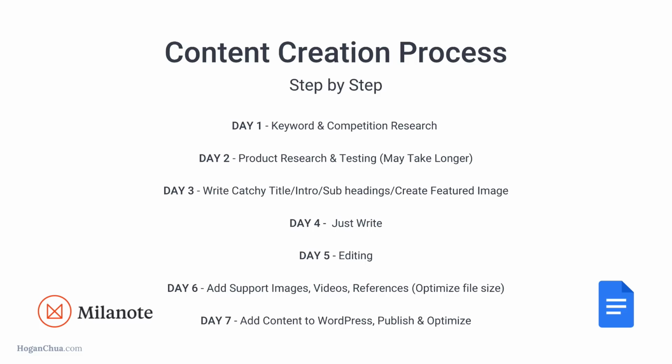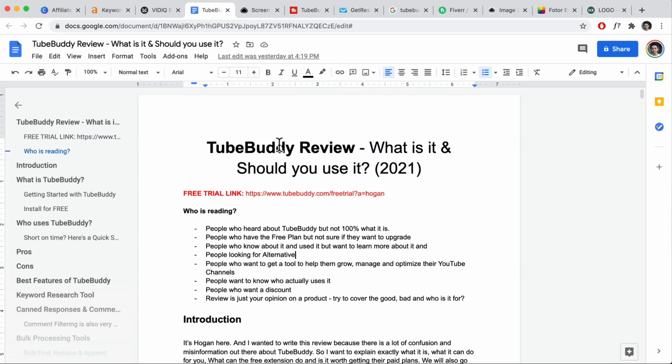So day 3, you can start writing your titles, your introduction, your different subheadings, and you can also create your featured image, right? What I recommend is writing all your content in Google Docs first, because that way you have it saved. You don't really want to write directly on WordPress because it's not as easy to edit your content there, okay? So you want to have your content ready in Google Doc, and then transfer it once it's all done, okay?